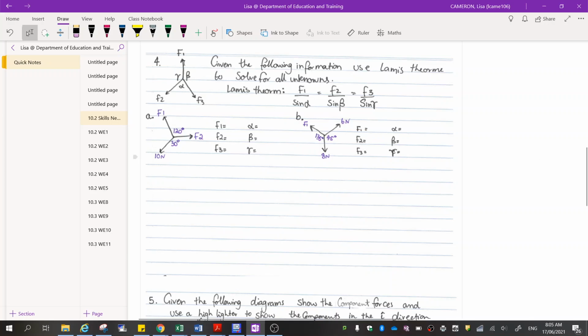Okay, so let's start with an example. So this is our formula here, where our first force is opposite to alpha, our second force is opposite beta, our third force is opposite, I don't know what that symbol means. We're going to call it delta today.